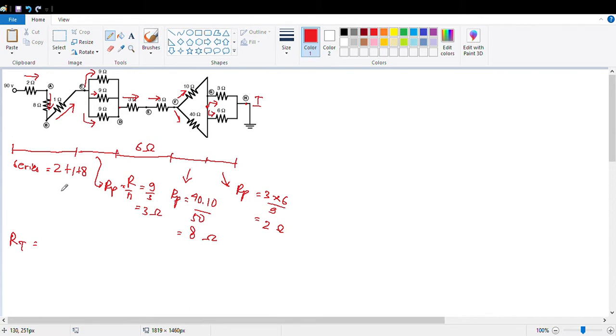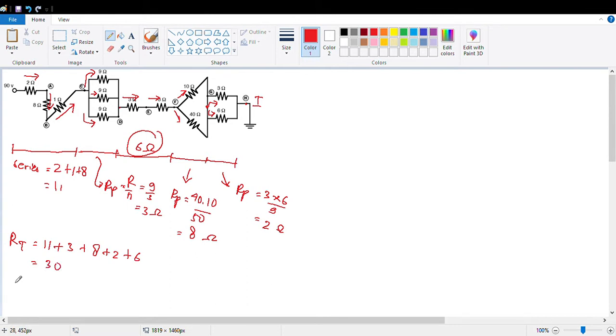Okay, this all is 11. So 11 plus 3 plus 8 plus 2, plus 6 here. There are 6 in here. So we got 14, 24, and 30.